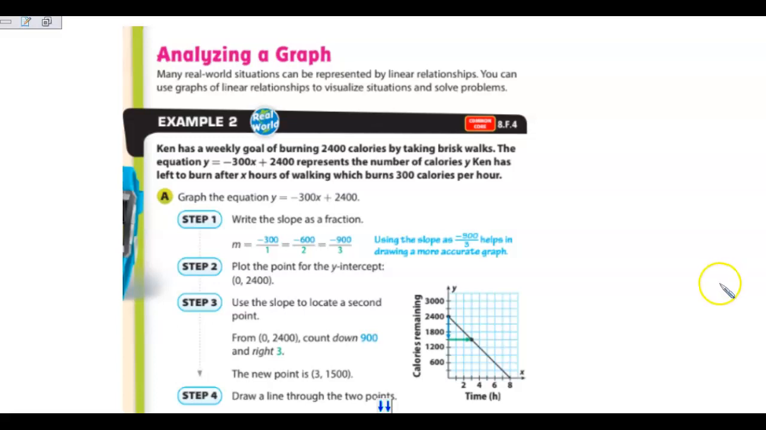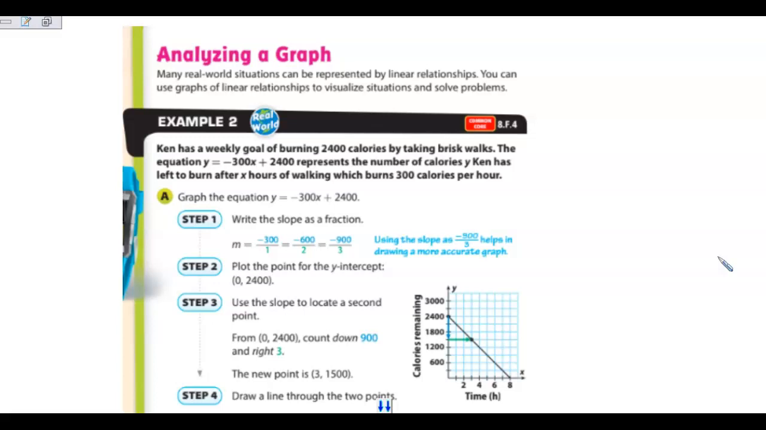Alright, we are back for graphing linear non-proportional relationships. This is part 2. Today we're going to analyze a graph. Many real-world situations can be represented by linear relationships. You can use graphs of linear relationships to visualize the situations and even to solve problems. So we're going to take a look here at example 2.